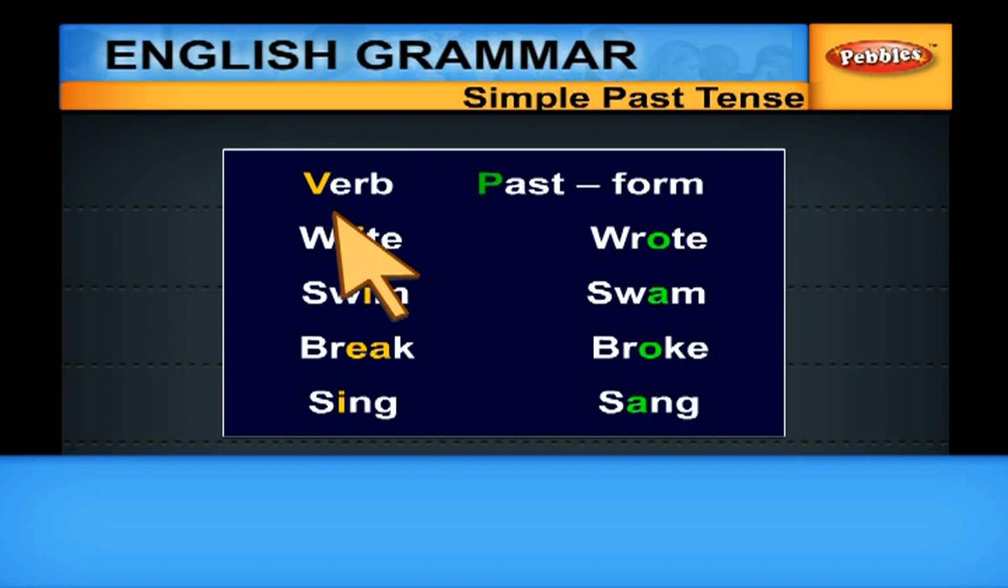Verb write, past form wrote. Verb swim, past form swam. Verb break, past form broke. Verb sing, past form sang. Now, these are the verbs which change the tense by a change of their vowel.